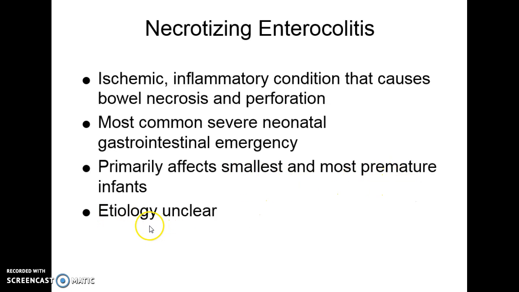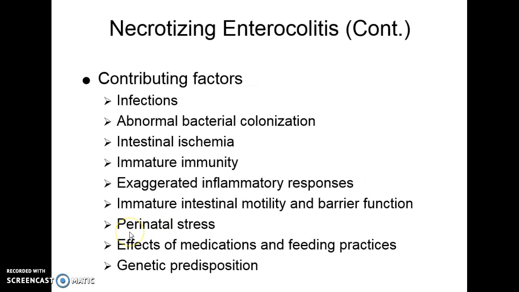Why this develops, the etiology of it, is unclear. All right, some contributing factors can be infection, abnormal bacterial colonization, intestinal ischemia, immature immunity, extra inflammatory responses, lack of intestinal motility, lack of barrier function. All right, if those intestinal cells don't sit right next to each other and have some real good tight junctions.